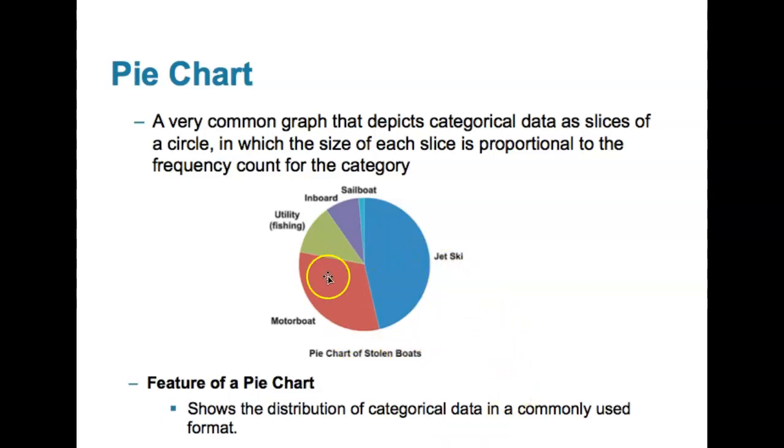For example, this pie chart shows the types of stolen boats. We can see that the most stolen boats are jet skis and motorboats, and the least are sailboats. Something that insurance companies probably will look at for identifying the insurance price coverage.